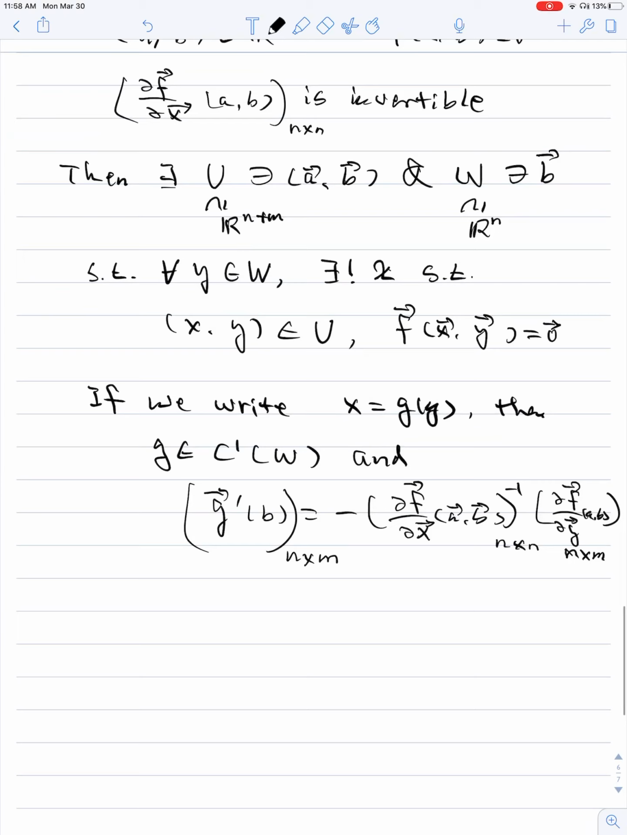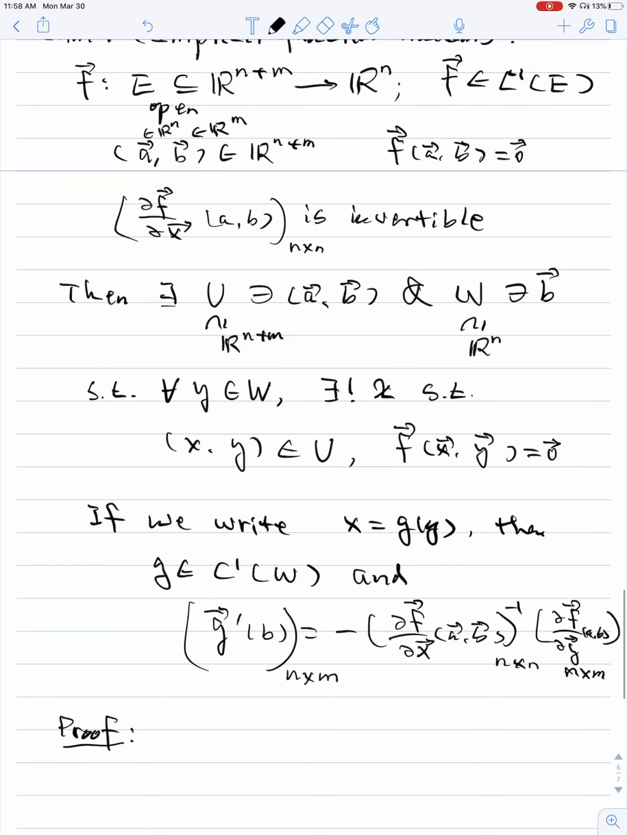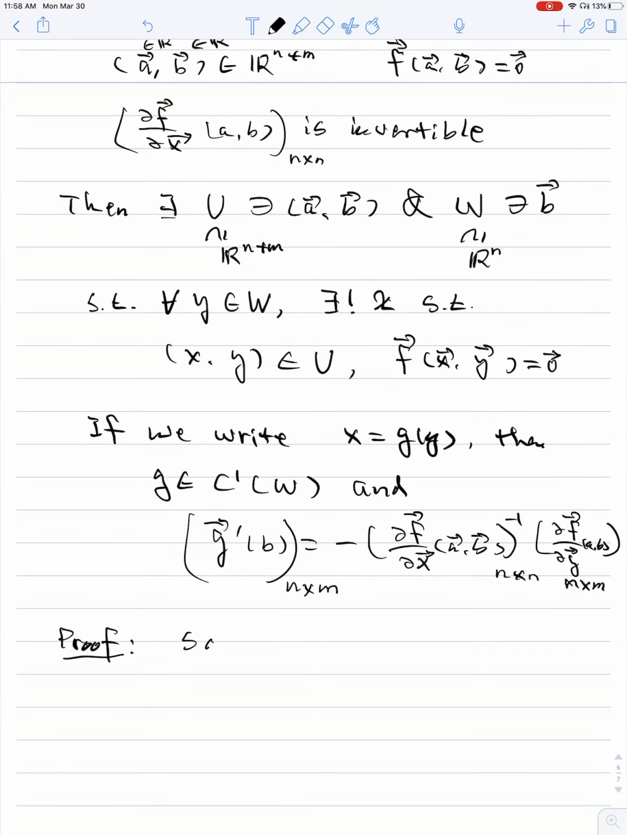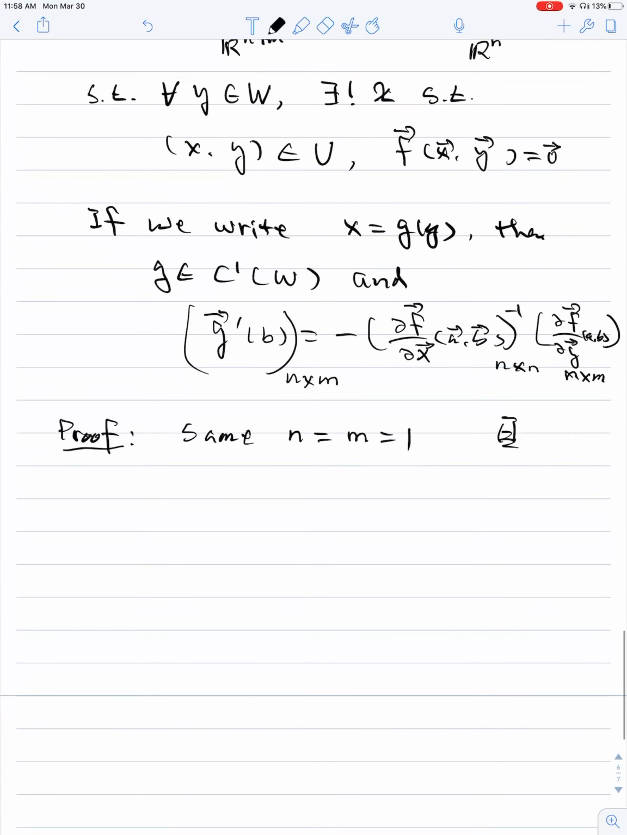The proof is actually identical to what I gave in the special case where both n and m are 1, the two-dimensional case, so I will skip the proof here. Instead, we are going to look at a very simple example.